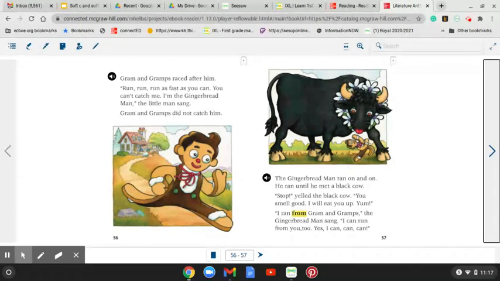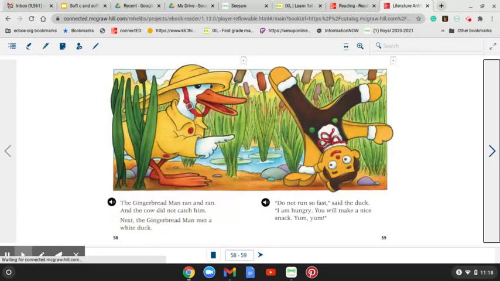We also see a yellow word, "from." Can you find that word on that page and point to it? Great job. Okay, let's continue with the gingerbread man on his adventure. Turn your page, get your fingers ready under the words, and let's read together.